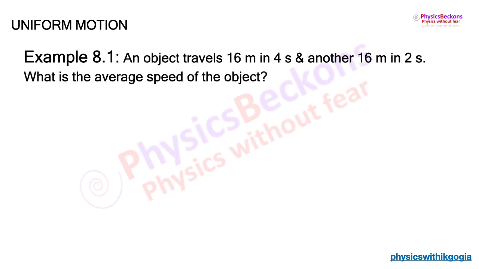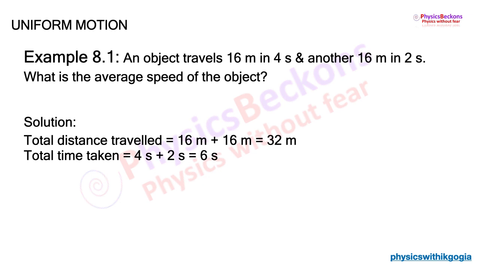Another example: an object travels 16 meters in 4 seconds and another 16 meters in 2 seconds. What is the average speed of the object? For the solution, let's find out the total distance.